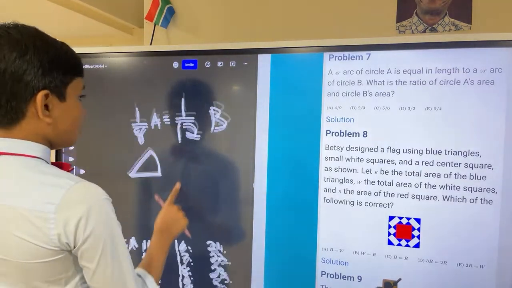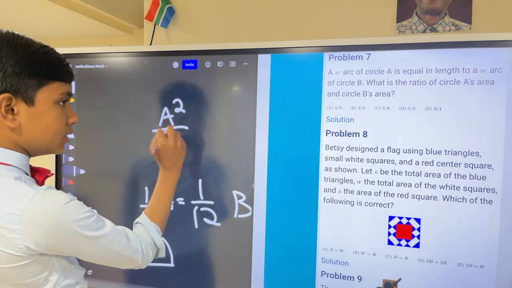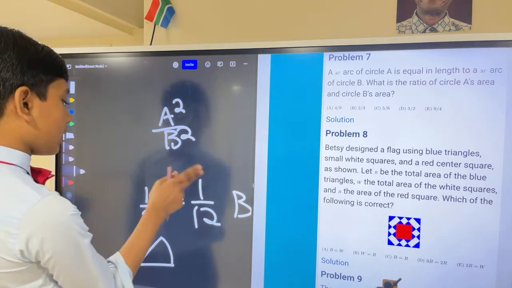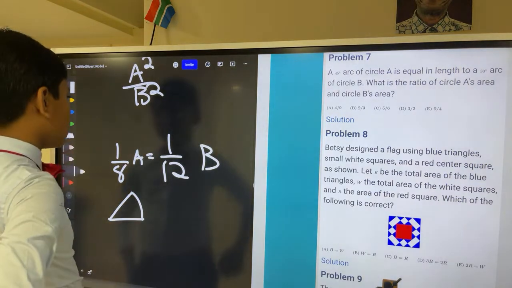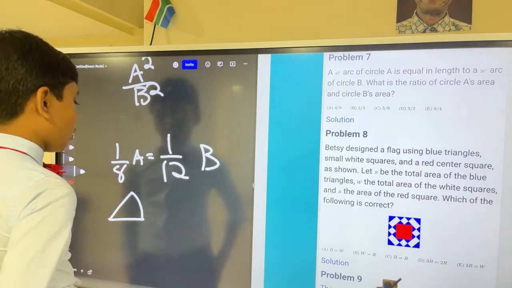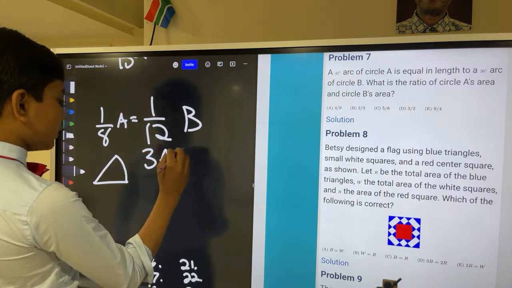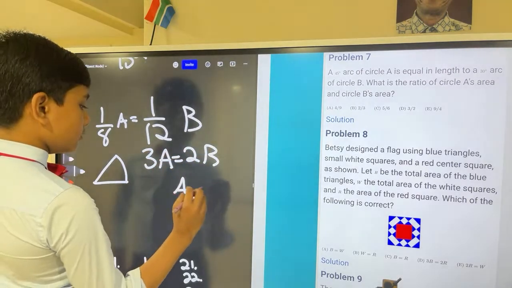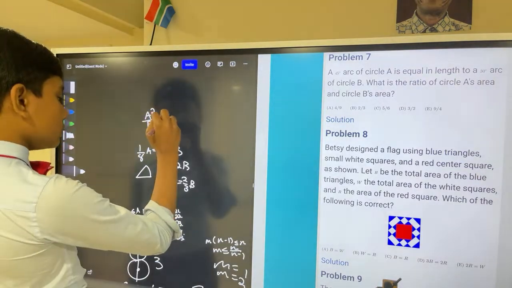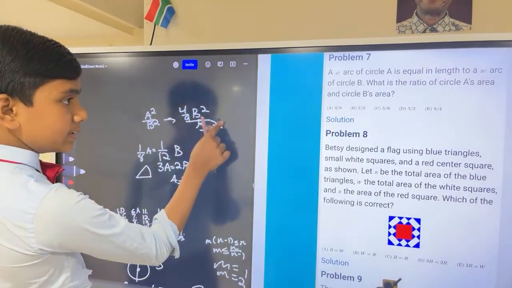So, what is A squared over B squared? Okay. So, what's the common factor of 8 and 12? Well, it's got to be 24, right? So, if we multiply everything by 24, we get 3A equals 2B. So, A is 2 over 3 B. So 4 over 9 B squared over B squared. So it's 4/9. A.